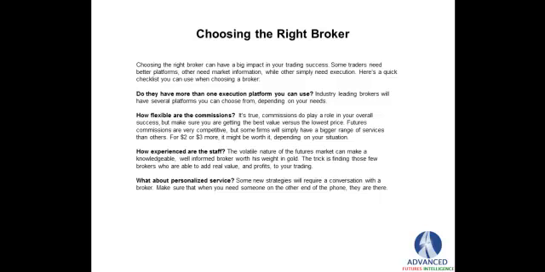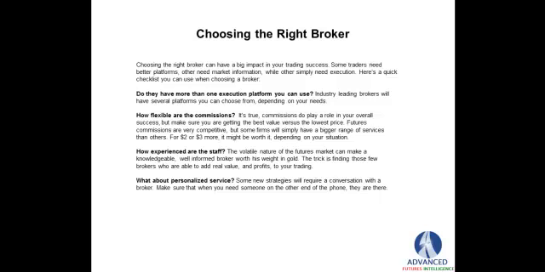Futures commissions are very competitive, and you'll have some firms with a larger range of services than others. And so sometimes for $2 or $3 more, it might actually make a lot of sense depending on your situation and what you need. The next key point is how experienced is the staff. The volatile nature of the futures markets can make a knowledgeable, well-informed broker worth his or her weight in gold.